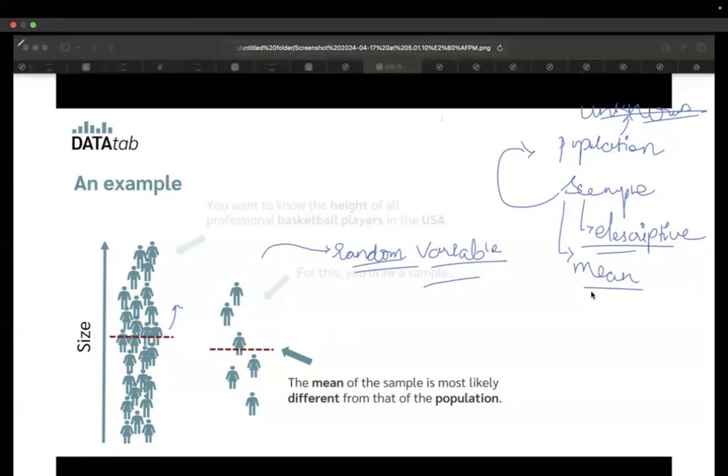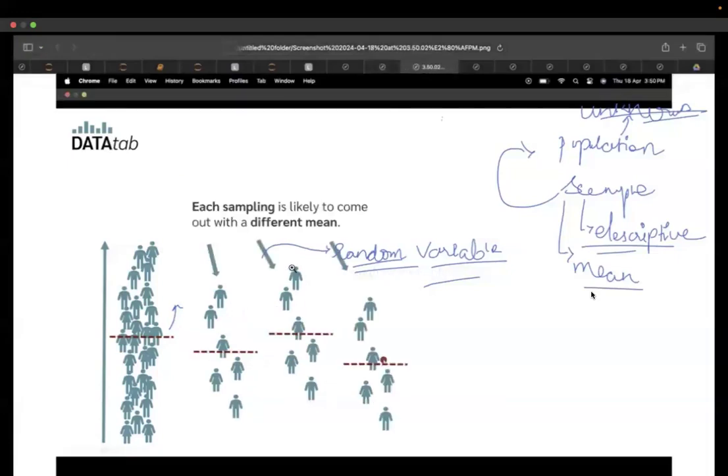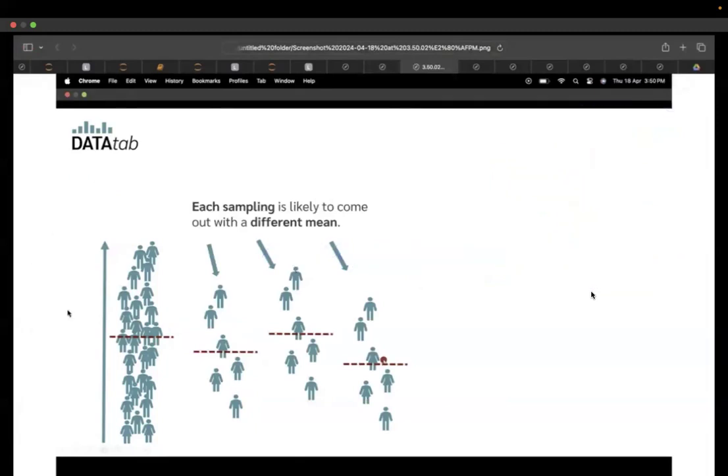Sooner or later, we'll hop into sample number 2. Now you can see each sampling is likely to come out with a different mean. Understand that. We have drawn one sample, and we have calculated the mean. Now we have drawn another sample, which is again random in nature. We calculated the mean for that sample. Now again, I have drawn another sample, and we calculated the mean for that sample.